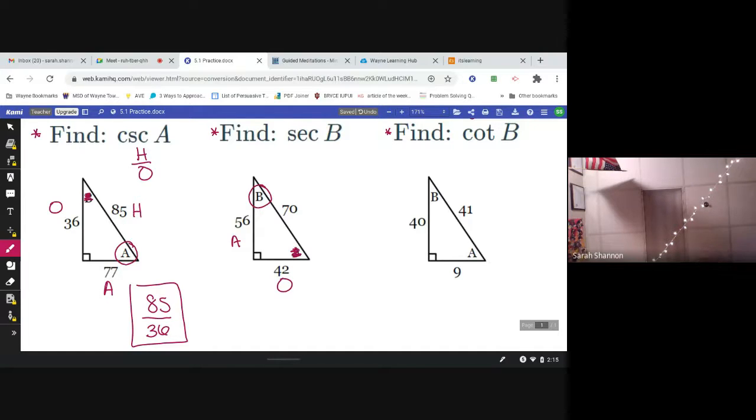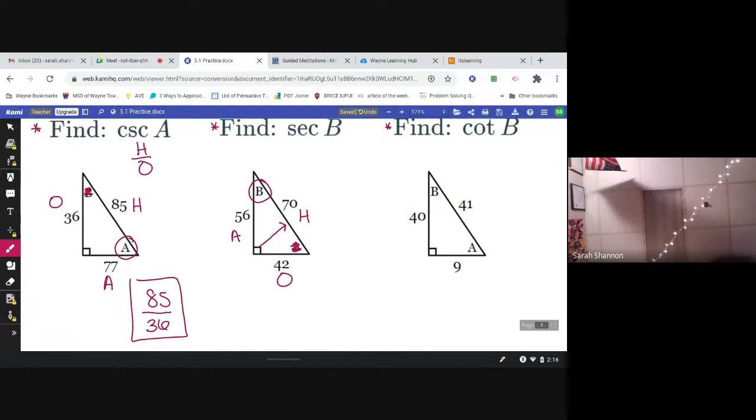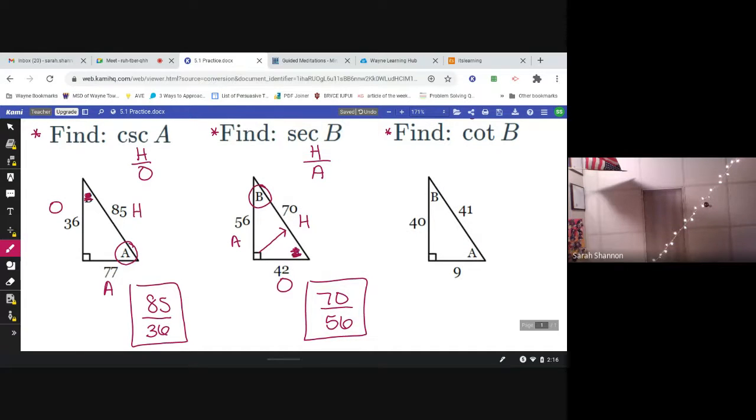So that one's kind of tricky because, again, both of the 70 and the 56 are next to it. But the hypotenuse is reserved for the one across from the right angle. So most of the time I label my hypotenuse before I label my adjacent. Yeah, good job. All right, secant is going to be the opposite of cosine. So H over A. H is 70. A is 56.